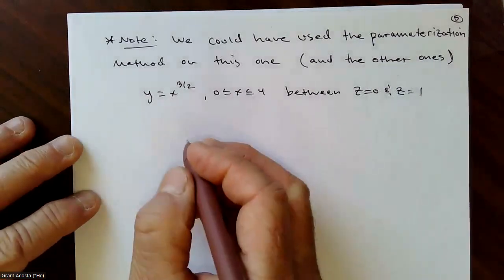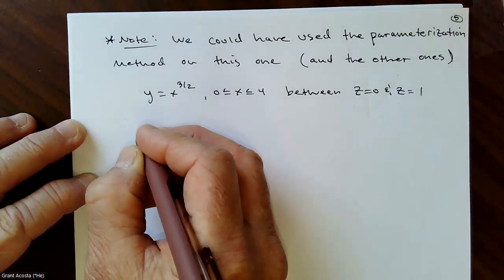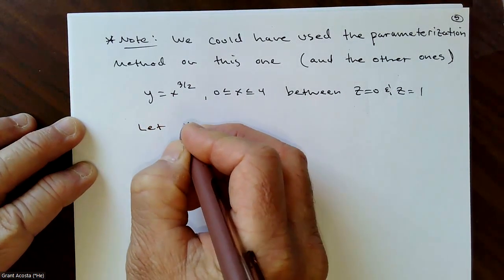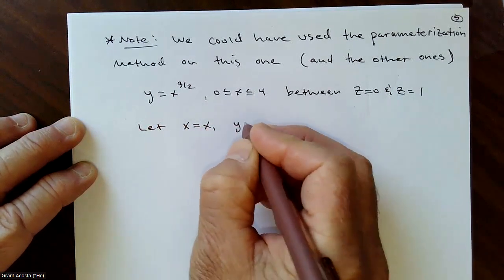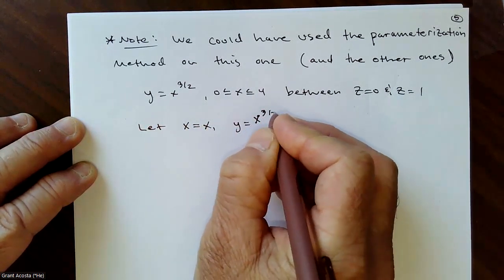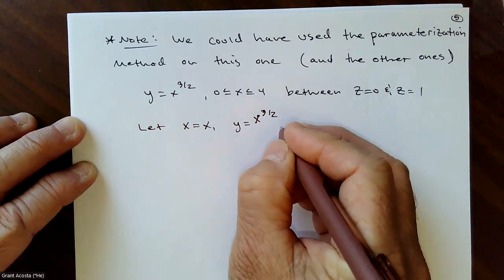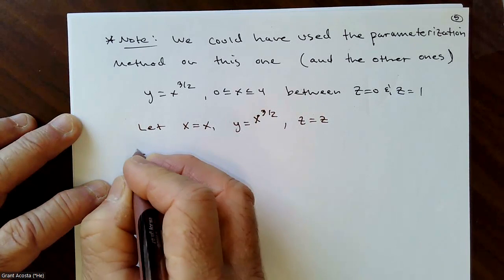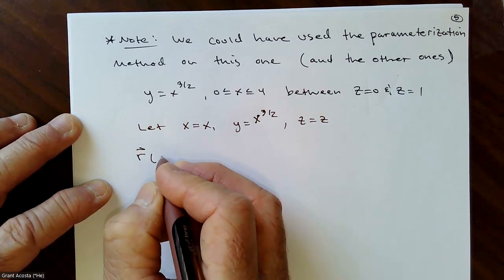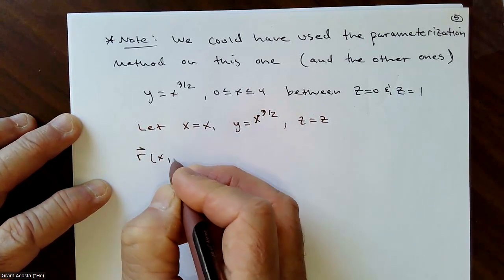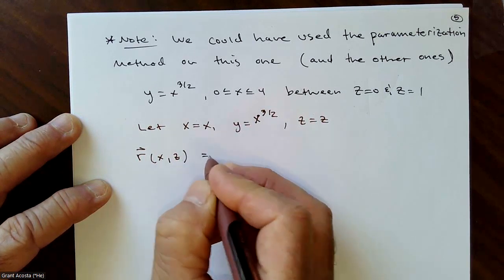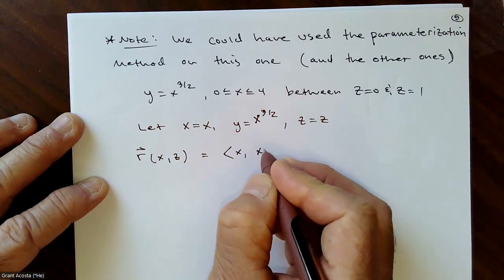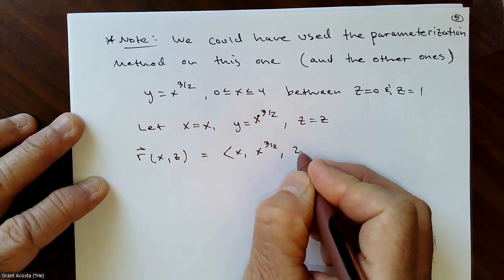If I wanted to do it the old way, I'd have to do a parameterization of 2 variables, and it's really not that bad. I would just let x be x, y has got to be x to the 3/2. So I have x and y in terms of just one variable, and I could just let z be z. In other words, my parameterization for this function is going to be a function of x and z. It's going to be (x, x to the 3/2, z).